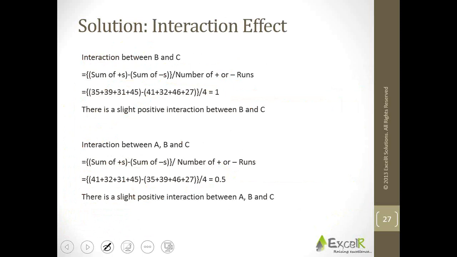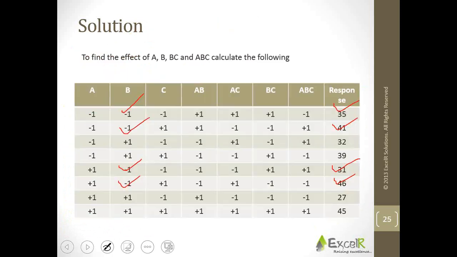All right. Next thing is, let us look into the interaction of BC. Sum of all +1s minus sum of all -1s divided by the number of positive or negative signs. Always positive or negative signs in our table. It's a balanced design of experiment. We'll have an equal number of positive ones and negative ones. So let us look at this. How are we getting these numbers? 35 plus 39 plus 31 plus 45. Sum of +1s. So let me take you back to the table.